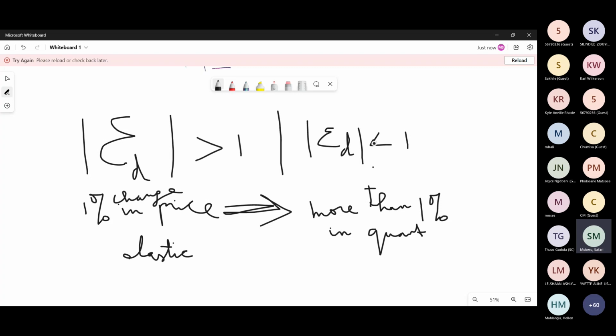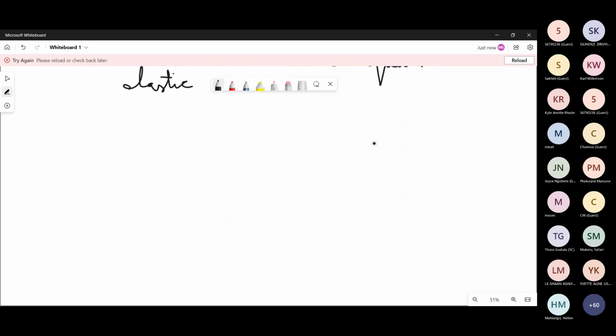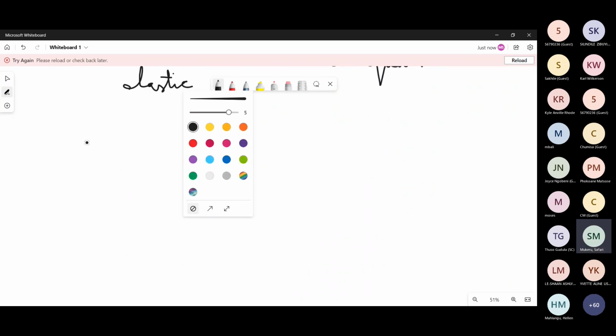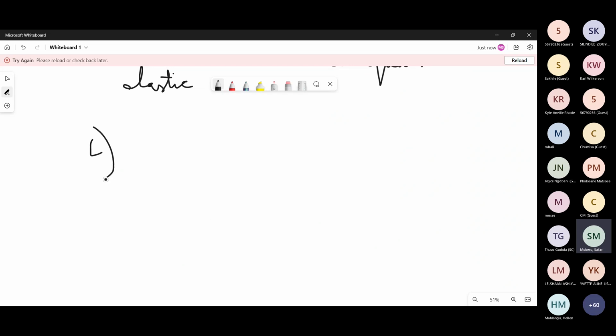Great. Question C. I'm on the same page. Calculate arc elasticity of demand if the price increases from 25 to 35, right? I'm sure you are still following. No one is sleeping yet. C. Calculate arc elasticity. I'm sure even if the study guide was closed, you can answer this question.